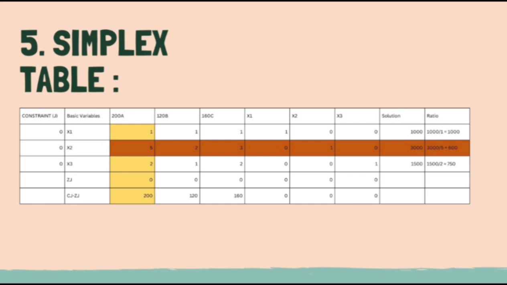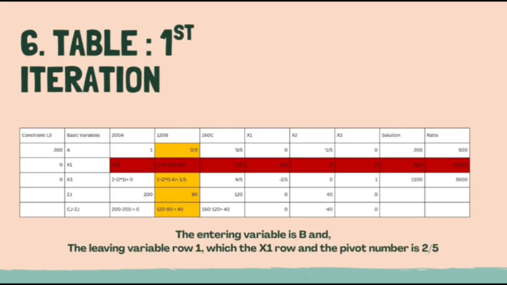Now that we have all this information, we can start our next operation, which is called the pivot operation. The pivot operation is what we do to update the table. As you can see, we have done all the calculation here. After completing all row operations, we get the updated table for iteration 1. Now in this table, the entering variable is B and the leaving variable is row 1, which is the x1 row, and the pivot number is 2/5.